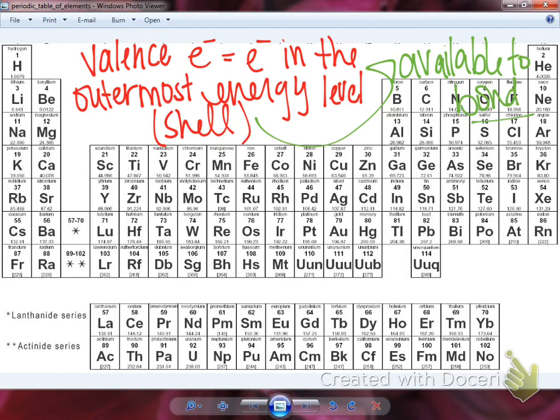So they want to give them away, they want to take them from others, or they want to share them with another atom to help complete themselves, right? To complete that octet, and we'll talk about that here in a second. Okay, so when we talk about valence electrons, that's why we numbered the groups the way that we did.